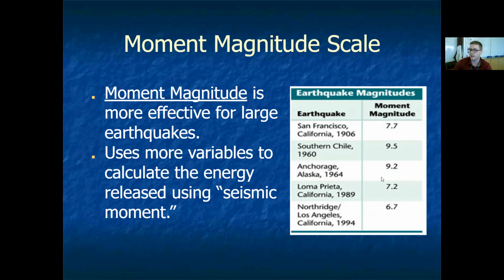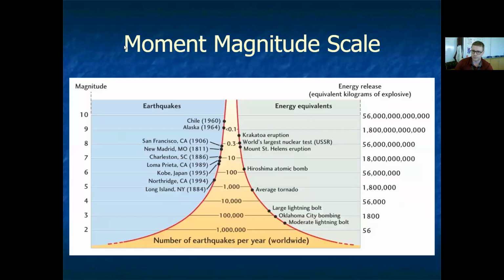On the right-hand side here are several earthquakes that have been recorded on the moment magnitude scale, including the Southern Chile 1960 9.5 earthquake, the strongest earthquake ever recorded. The strongest earthquake ever recorded in the United States is the 9.2 Anchorage, Alaska earthquake of 1964. So again, moment magnitude uses more variables to calculate the energy released during what's called the seismic moment, which we'll talk about in a second. Don't worry too much about that right now.